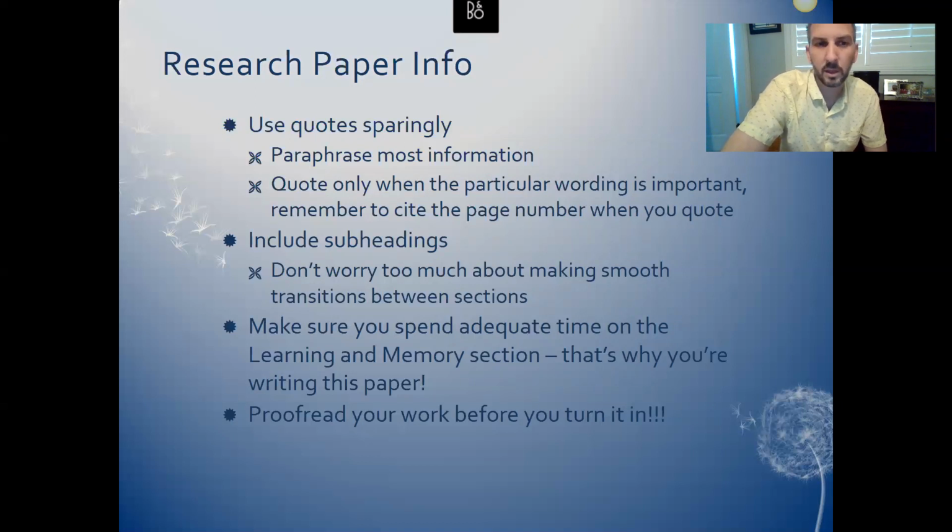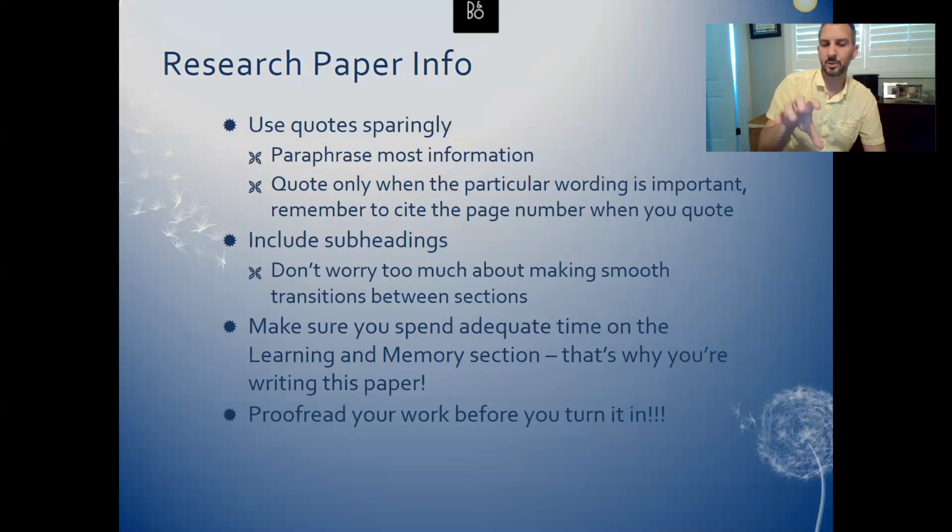That's APA style. I do encourage you to use subheadings. So subheadings are bold. You start off with diagnosis and epidemiology, and then you have the paragraph after that. Then you have the next bold heading, the learning and memory systems, and then you have the text below that. So don't worry too much about making smooth transitions between sections. Just use the subheadings to divide up the paper. And really, I do want these subheadings in your paper. It makes it so much easier to follow along.